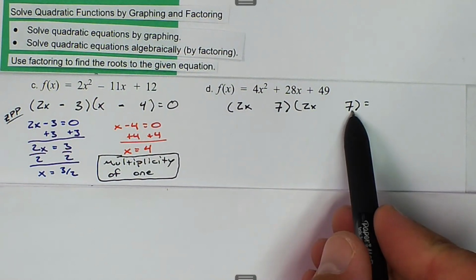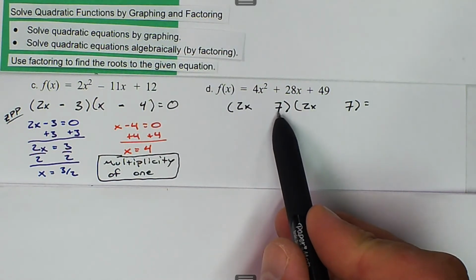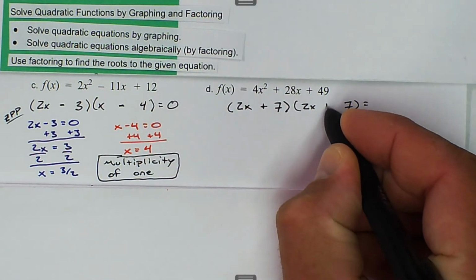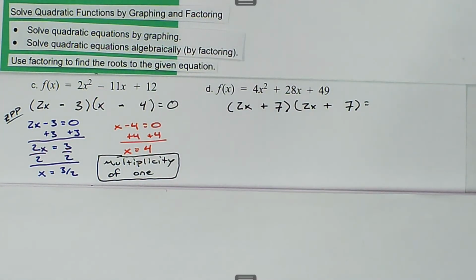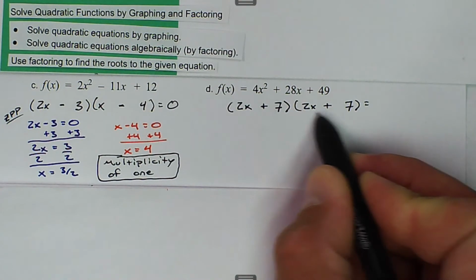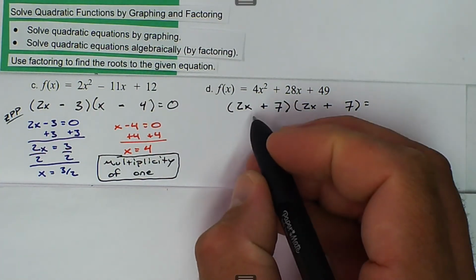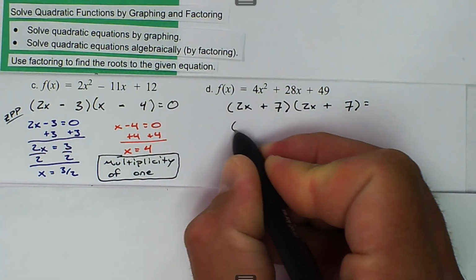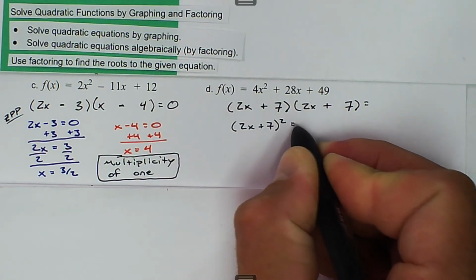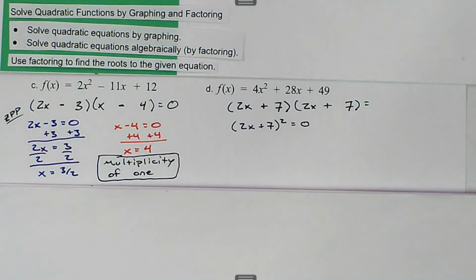So 2x times 7 is 14, and 2x times 7 is 14. 14 plus 14 is 28. So these both have to be positive. And then one thing that we can tell here is that we have 2x plus 7 times 2x plus 7. And so we can rewrite that as 2x plus 7 squared, and that's equal to 0. So in this case, we're going to have a multiplicity of 2.